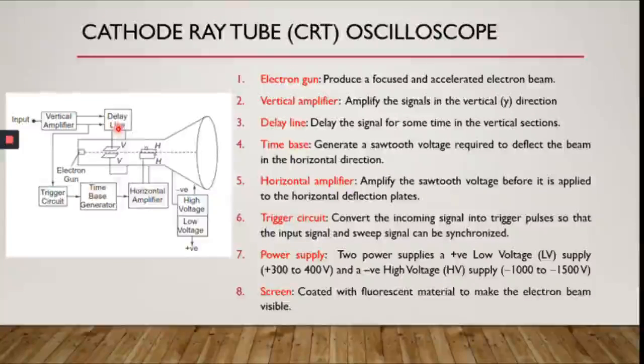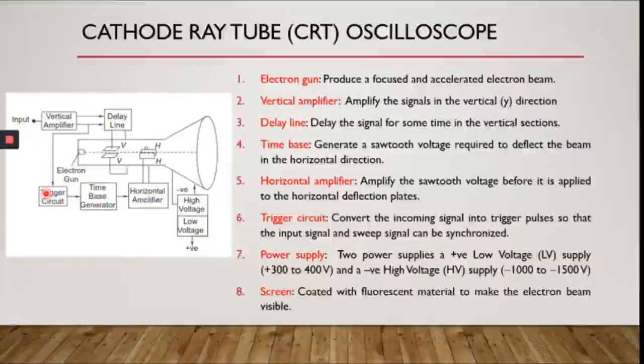Okay, and then it goes to a delay line. So the delay line is going to delay the signal for some short amount of time at the vertical section. So you see the arrow here. At the same time, when the input goes to the delay line, another signal will also be passed through the trigger circuit.